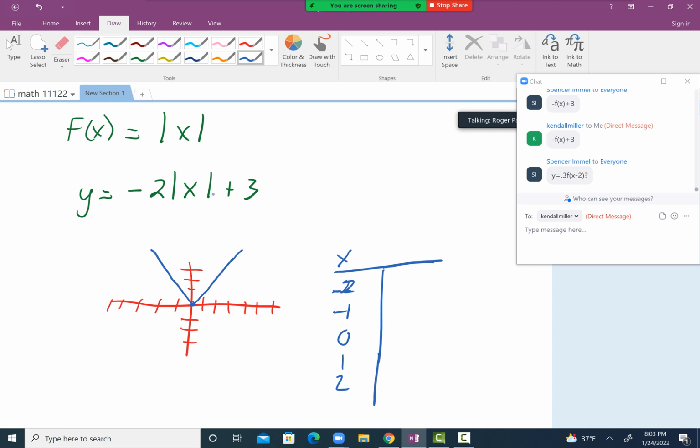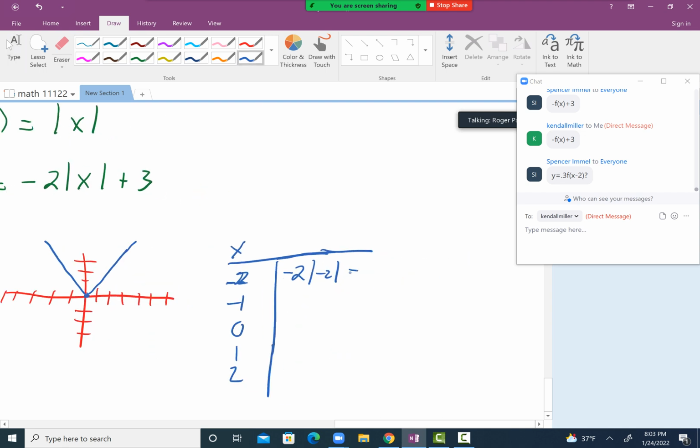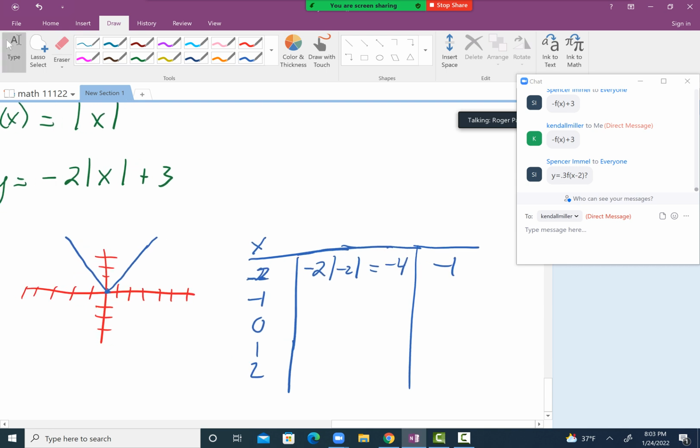Multiply. Right. Remember the order of operations? Order of operations says you do multiplications and divisions before additions and subtractions. So I'm going to take the absolute value of negative 2. The absolute value of negative 2 is positive 2. This is going to give me a negative 4. Then what would I do with that negative 4? Add 3 to it. Yeah, now I add 3 to it, so now I get negative 1. So my final thing is negative 1.